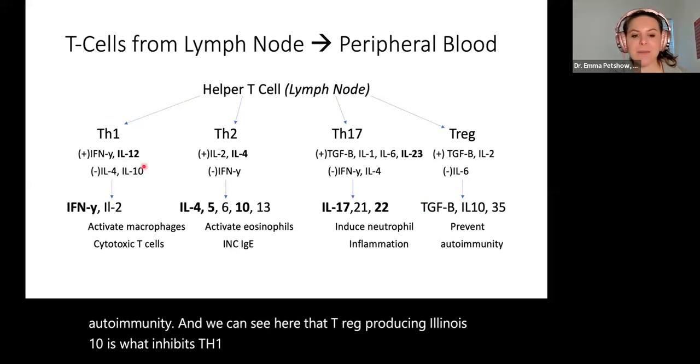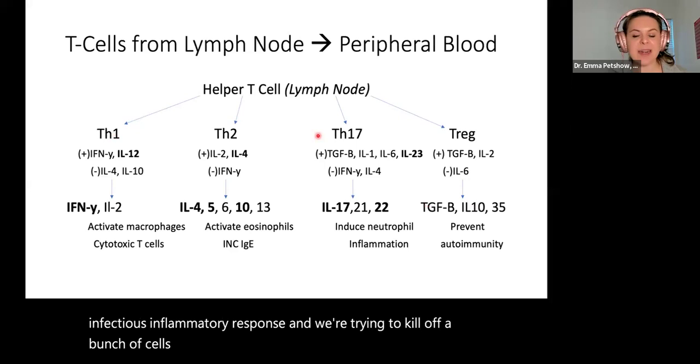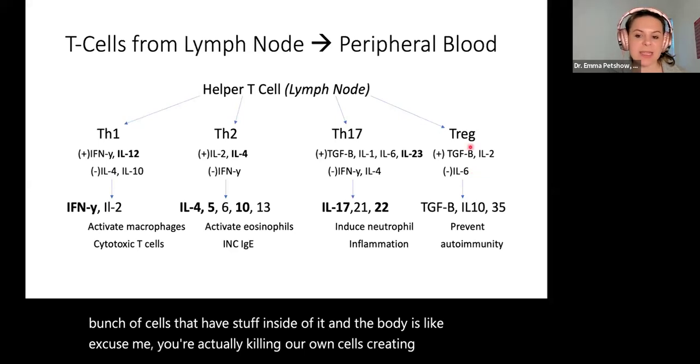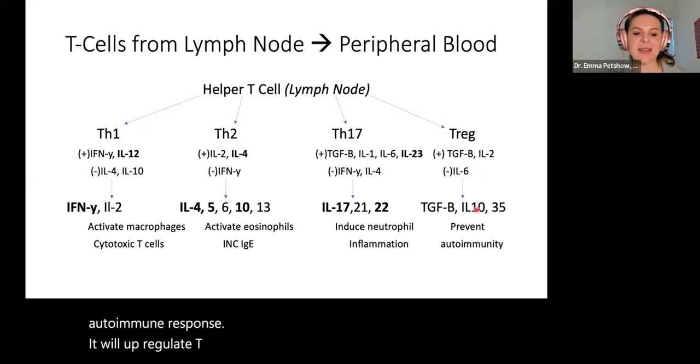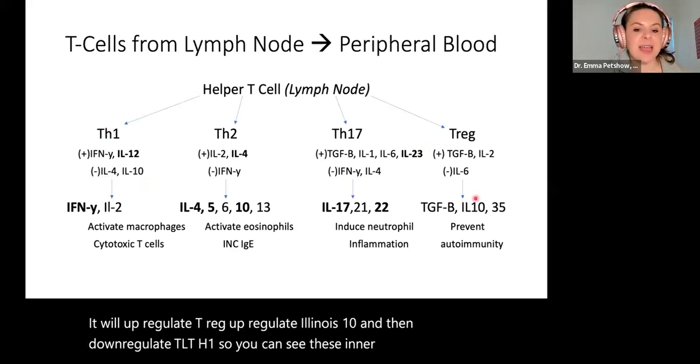So if we had a big infectious inflammatory response and we're trying to kill off a bunch of cells that have stuff inside of them, and the body's like, excuse me, you're actually killing our own cells, creating an autoimmune response, it will upregulate Treg, upregulate IL-10, and then downregulate Th1. So you can see these interrelationships between these different cell types.